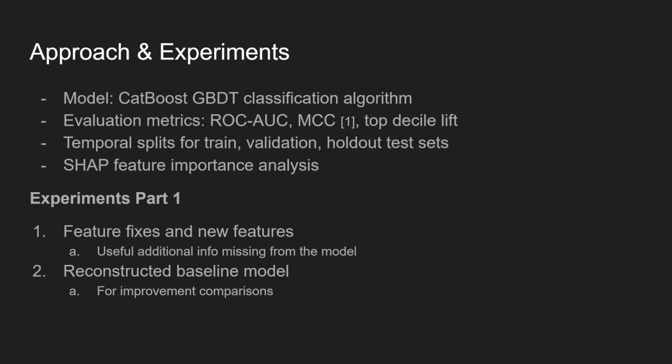For the model, I chose to use the CatBoost classification algorithm, which is a gradient-boosted decision tree algorithm. And for evaluation metrics, I mainly used ROC AUC, then Matthews correlation coefficient, and also top decile lift to tell the business stakeholders how we're managing to identify the riskiest contracts. Training, validation, and test sets were created using time-based splits, and then additionally this SHAP value-based feature importance analysis I did.